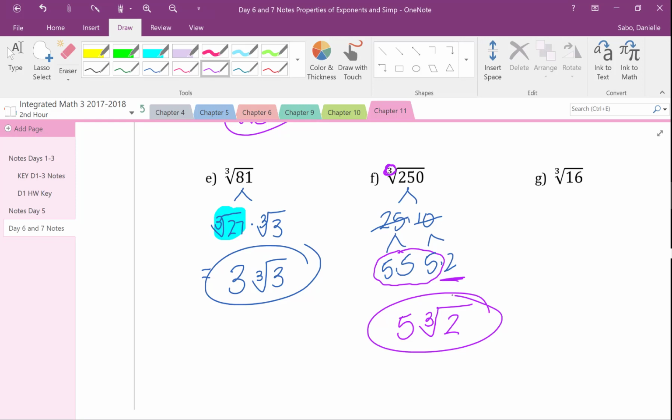Okay, now let's do this one. Again, some of them are easier to see than others. Like this one, personally, I probably would have done it this way too because it's just faster. This one, though, is so small, you can probably find a perfect cube root. What's a perfect cube root that goes into 16? 8. Very good, 8. So I have the cube root of 8 times the cube root of 2. So then I have what?